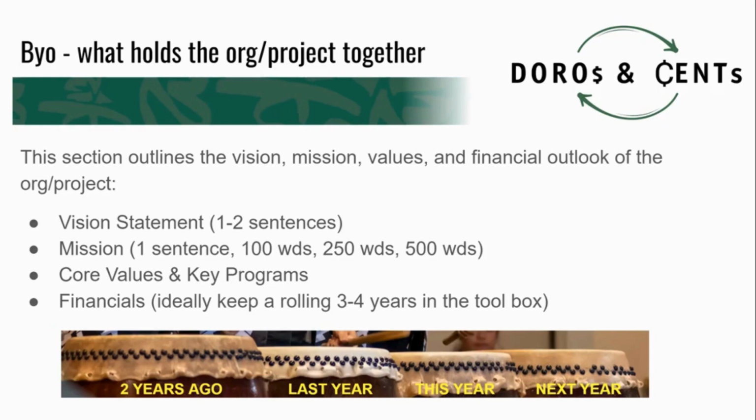And then the financial part of this is, ideally, I recommend, if you've been around this long, keeping a rolling 3 to 4 years in the toolbox of information. So for example, if you can see the third drum from the left, it says this year in this image, right? So if I'm writing a grant for a project that's happening this year or next year, that grant application is probably going to want to see what my financials look like now. They're going to want to see what my financials are projected to look like for the next year. And depending on the funder or the application, they may want to know also the history of what I've been doing the last couple of years to see how stable and steady we are as a group.